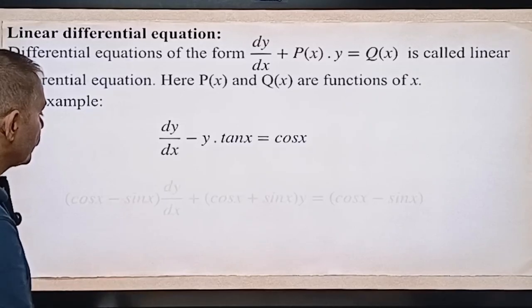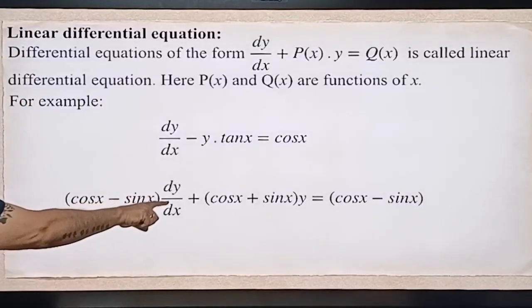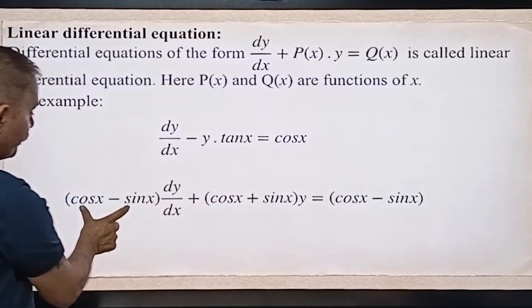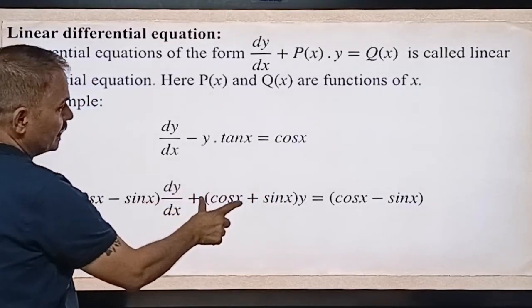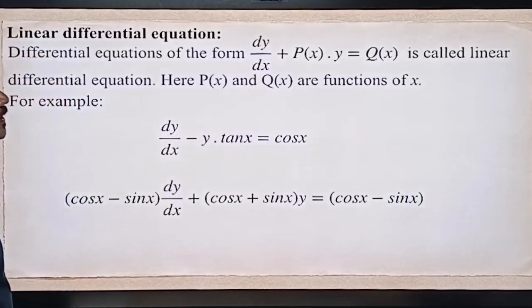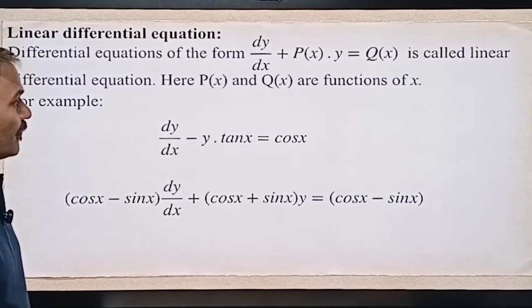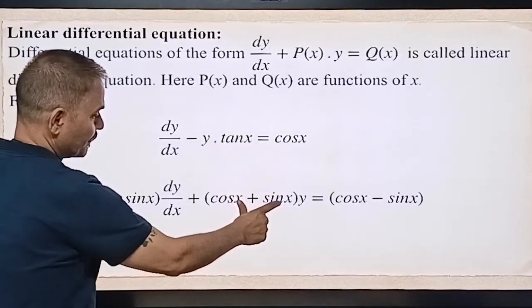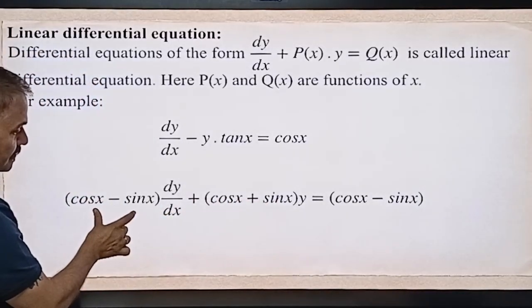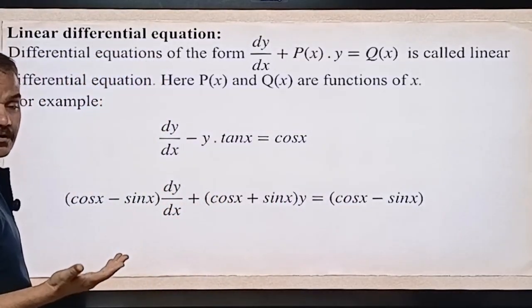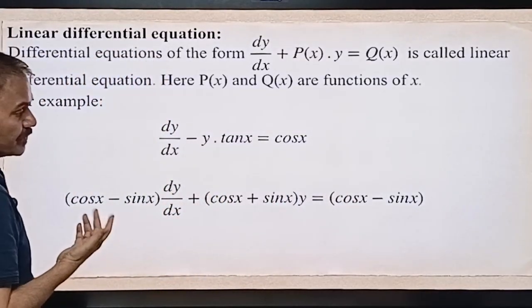Similarly, in this equation, you have the first derivative, you have y, and when you divide by this bracket, it takes the dy/dx + P(x)y = Q(x) form, where P(x) will be (cos x + sin x)/(cos x - sin x), and Q will be y. So this is also a linear differential equation.